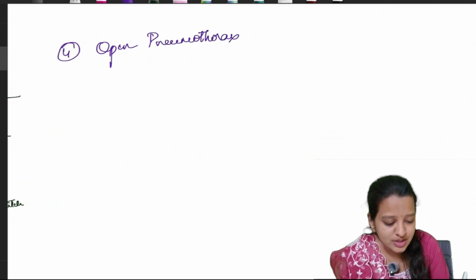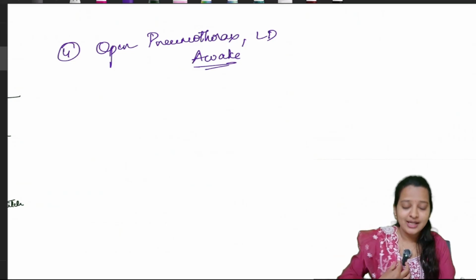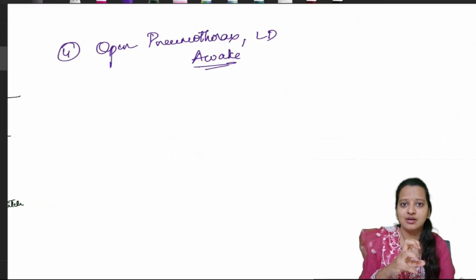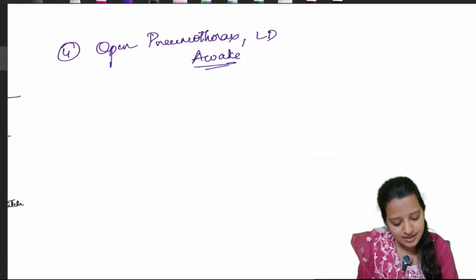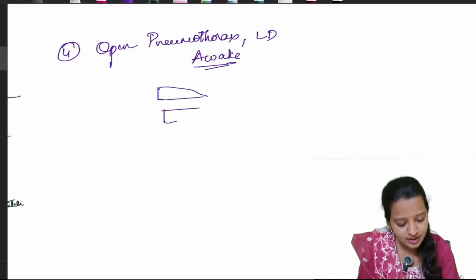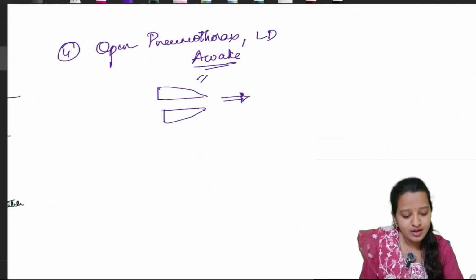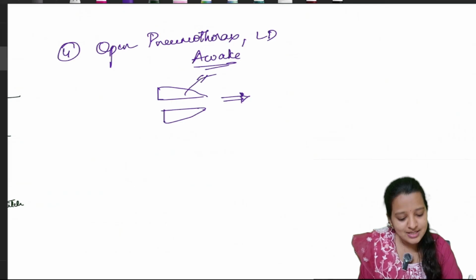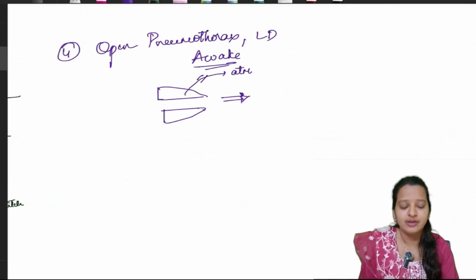Of course, the patient is in lateral decubitus position, but now he is in an awake state first. Till now we have discussed a closed thoracic cavity, right? So what happens? In the lateral position, your lungs are in this way. Now there is an opening, so this lung is in direct contact with the atmosphere.